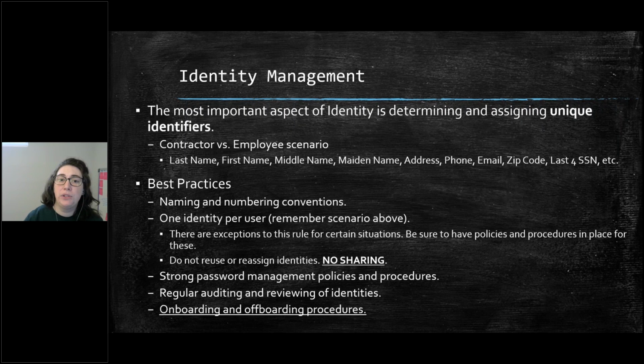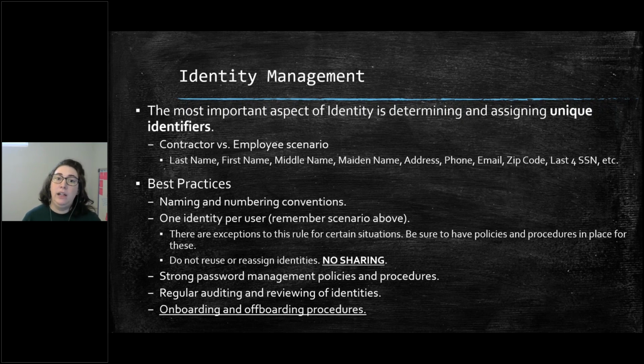So again, the most important aspect of identity is determining and assigning a unique identifier. We want to provide adequate protection against data breaches. We must ensure that the identities of the users within a system are unique and specific. So assignment of the identifiers has to be based on a user's duties and the level of access they require. I like to use a contractor versus employee scenario where you have someone who comes in as a contractor, does some work for you, and you're like, hey, they're doing a fantastic job, let's bring them on as an employee. They have an identity as a contractor, and you want to change their identity to an employee.